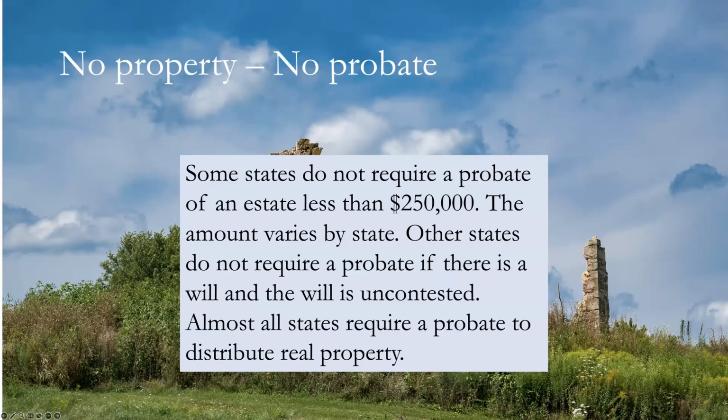So if you own a car, that's personal property. If you own a boat, that's personal property. If you own a collection of different things, whatever you might be collecting, that's personal property. But real property is only what's registered and has a deed.